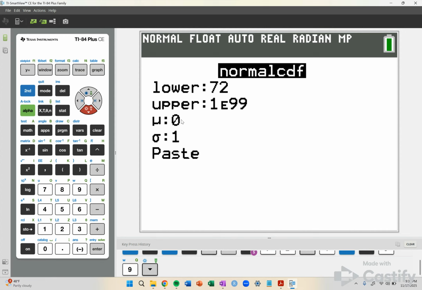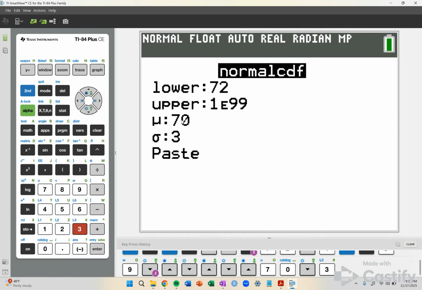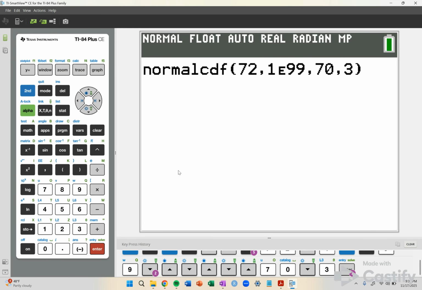Then we need to update our mean and standard deviation. The calculator defaults to a mean of 0 and a standard deviation of 1 for the standard normal distribution, which is great if you're working with z-scores. If not, you need to update this to the mean and standard deviation of the normal distribution you are working with. In our case, men in the US have an average height of 70 inches with a standard deviation of 3. Then you click paste and enter, and we find that about 25% of men are more than 72 inches tall.